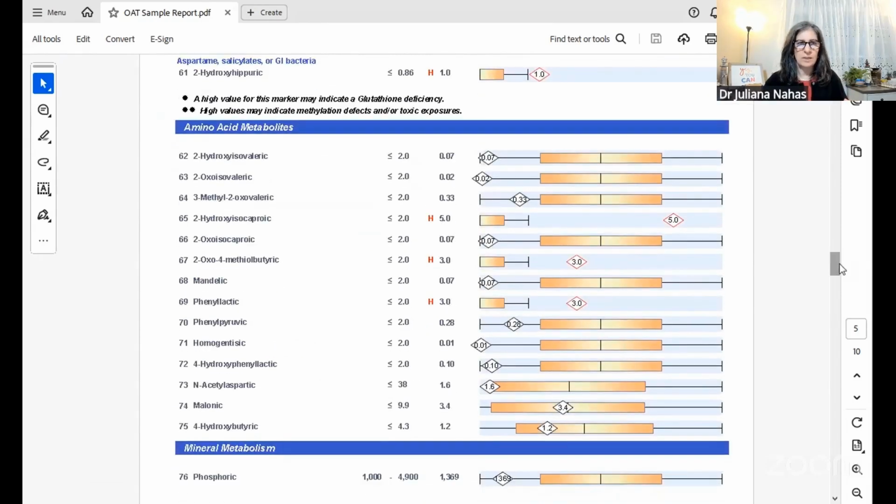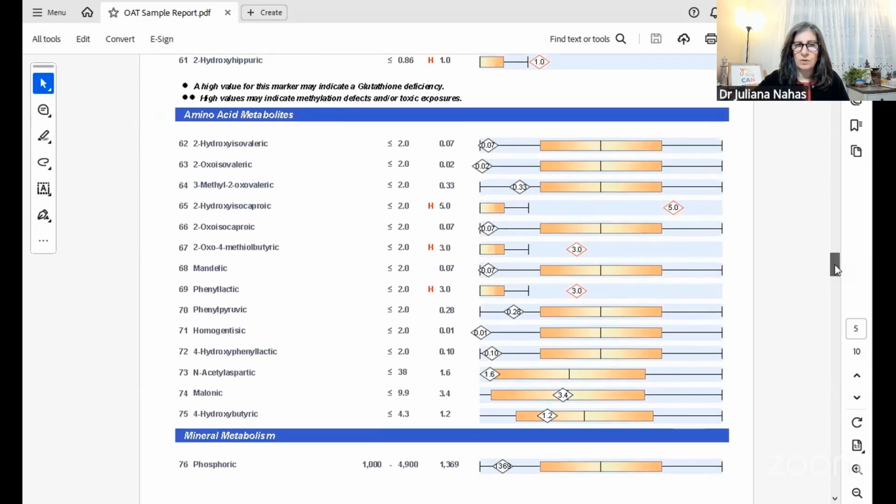Okay, so let's look at amino acids. Again, this section of the test I find not very useful. I'm not really sure, they'll interpret each marker on the back of the test, and I'll show you that in a minute.